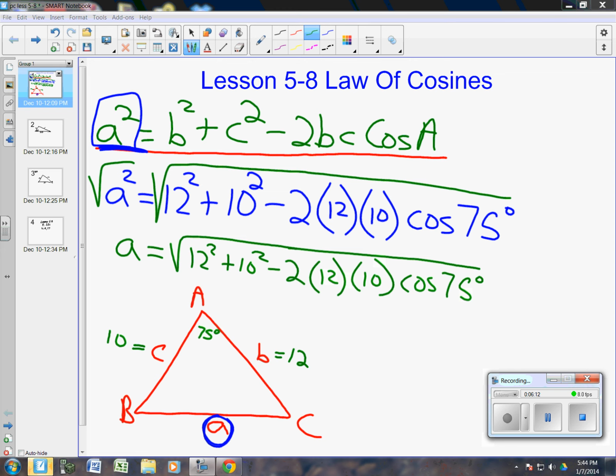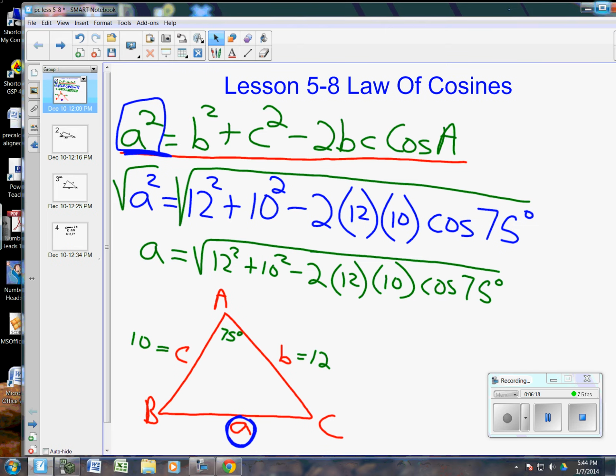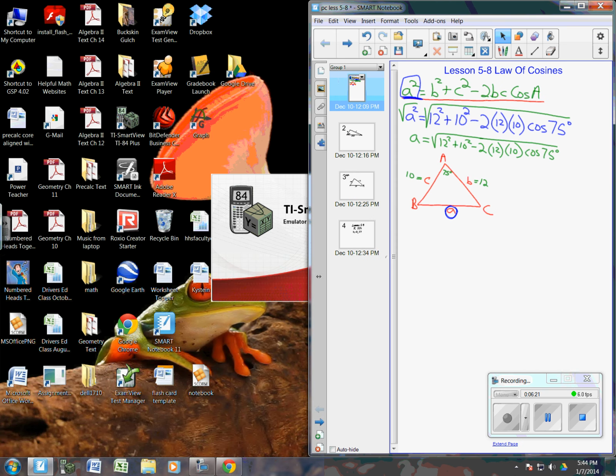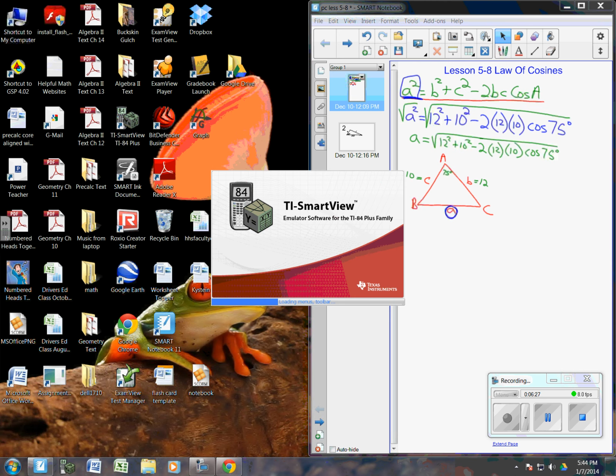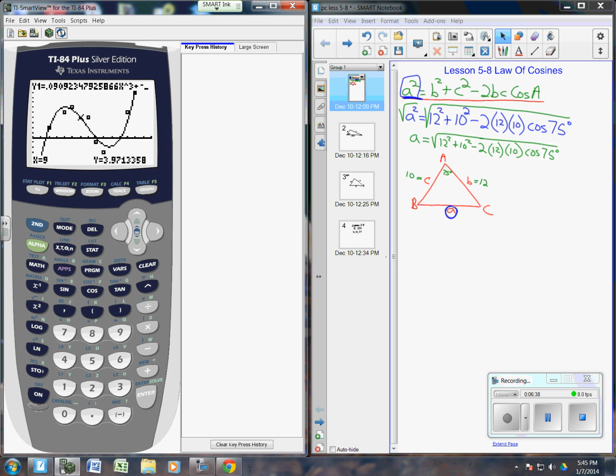So what we're going to do is take our calculator. I'm going to pull up my calculator right here, and we're just going to plug it all in there. Should have had it ready to begin with. Okay, so we're going to go to the home screen, clear it out, and we want to find a, which is going to be the square root. So we pull up the square root, which is above the x squared, so we hit second x squared.